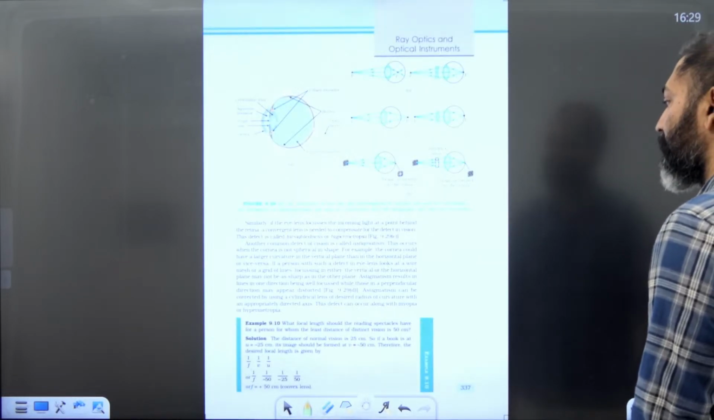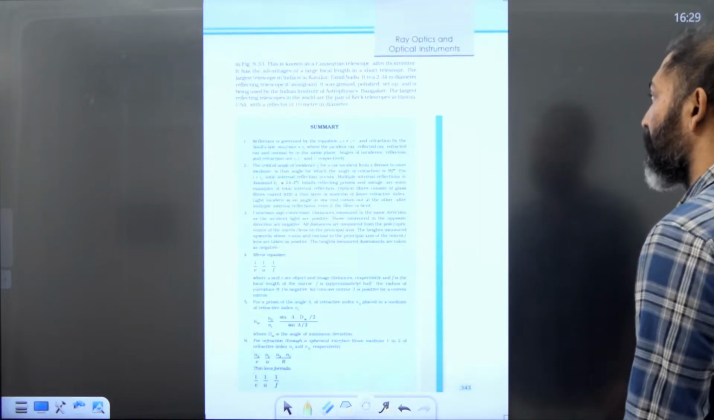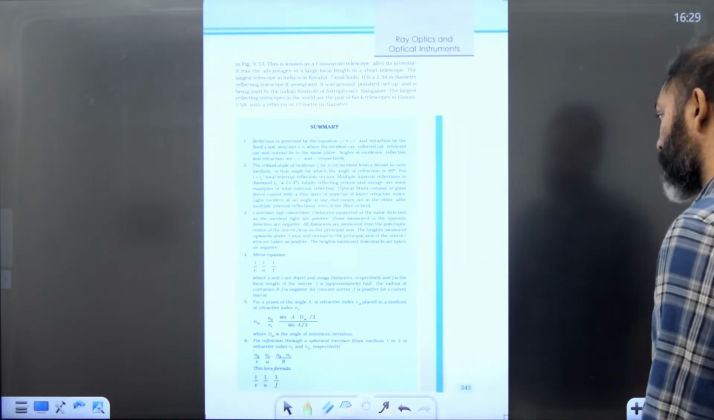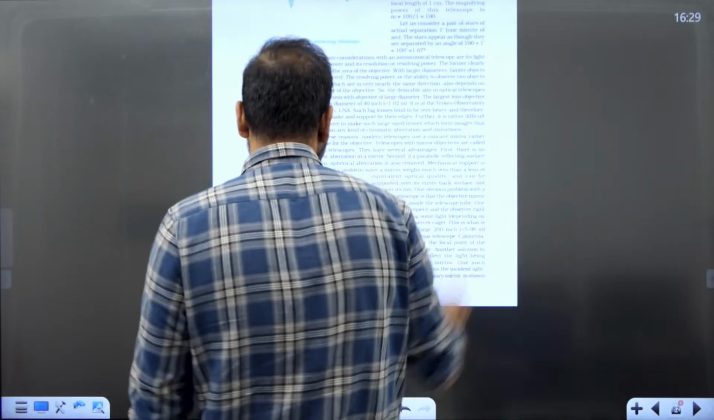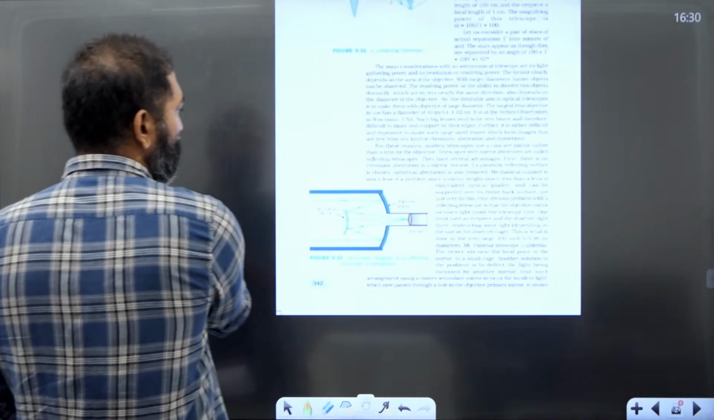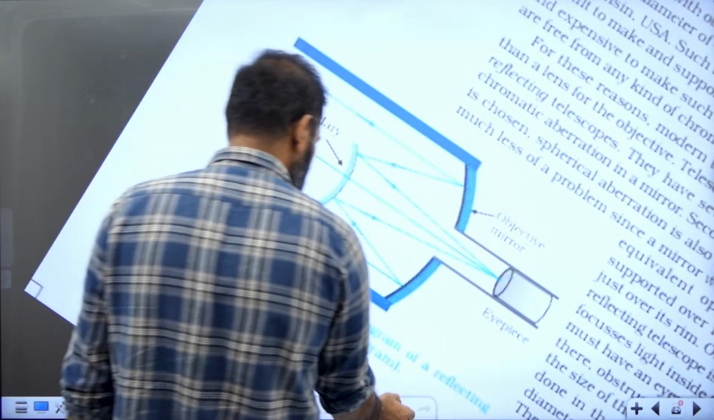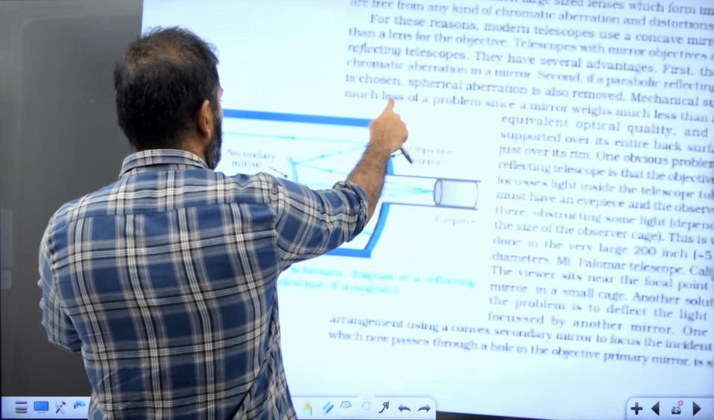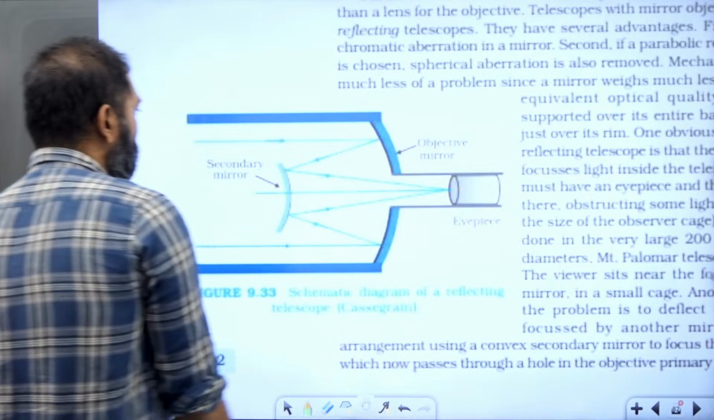There are many deleted topics. Yeah, see. See, this is the Cassegrain arrangement. I hope you can see. My God. This is the Cassegrain arrangement. I hope you can see.